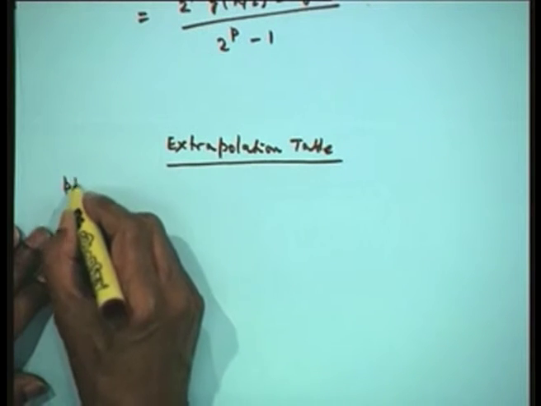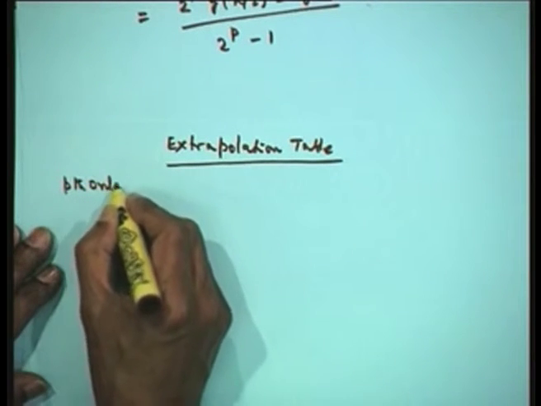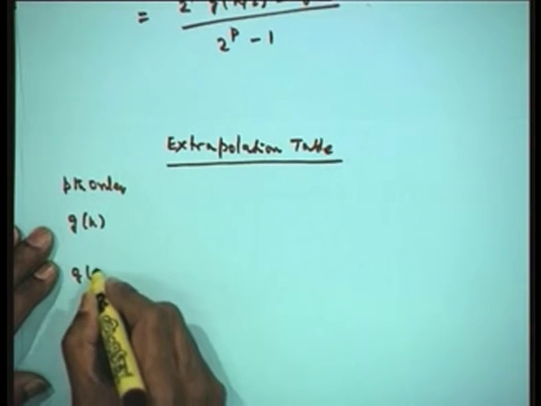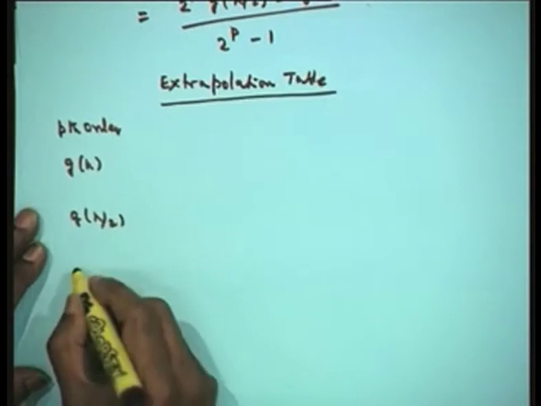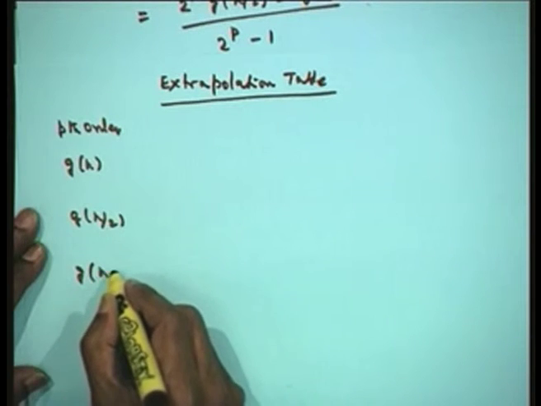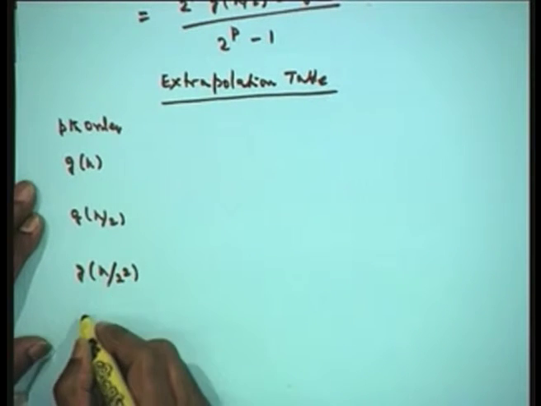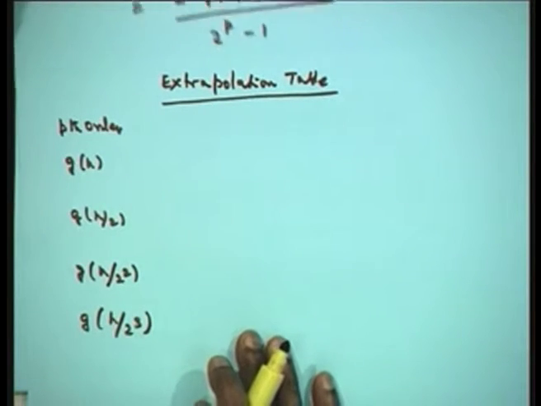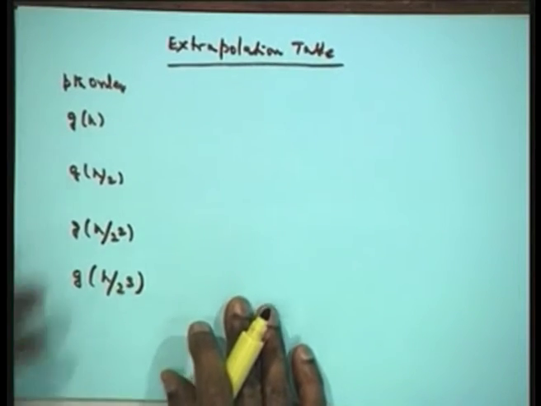So, let us start with a pth order formula that we started with, and we have computed g of h, we have computed g of h by 2, let us say we have computed g of h upon 2 square, and let us say g of h upon 2 cubed. Let us suppose that we have these 4 computations done.